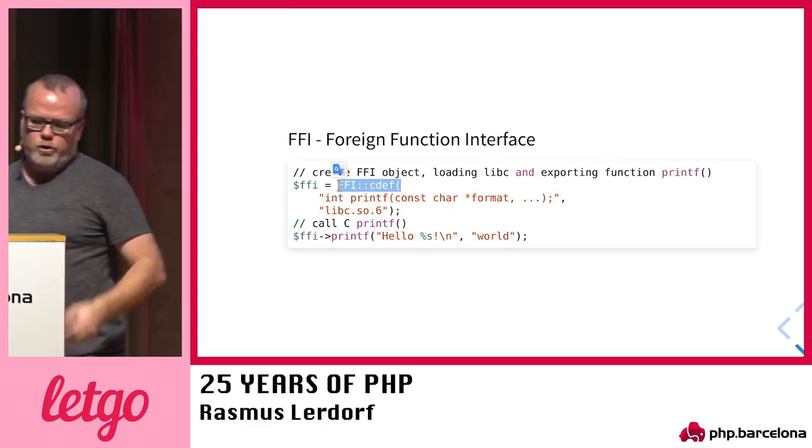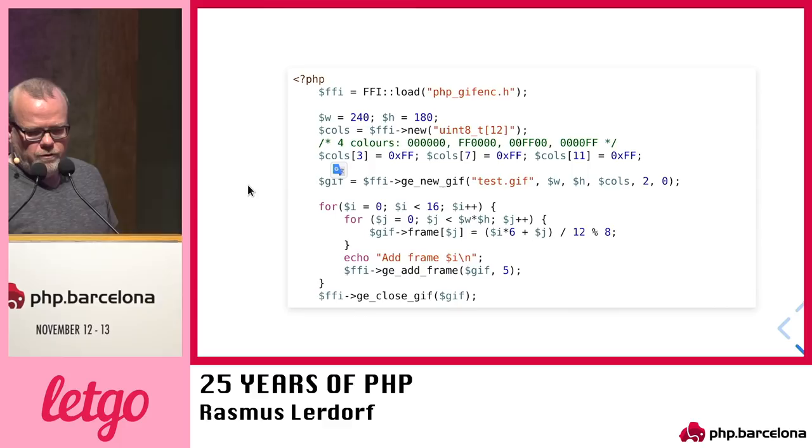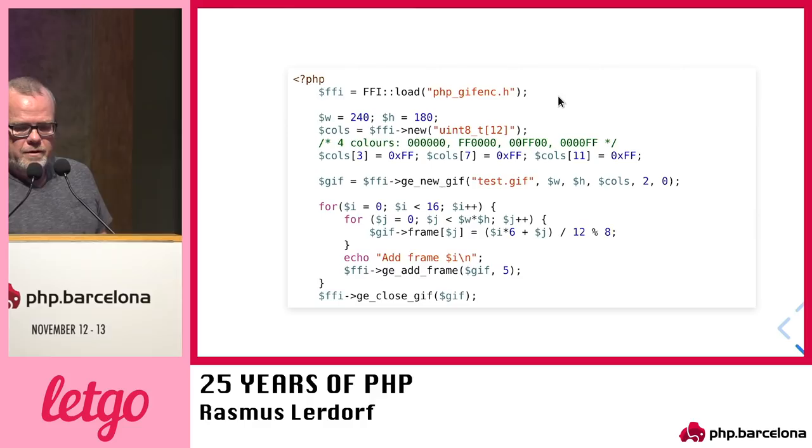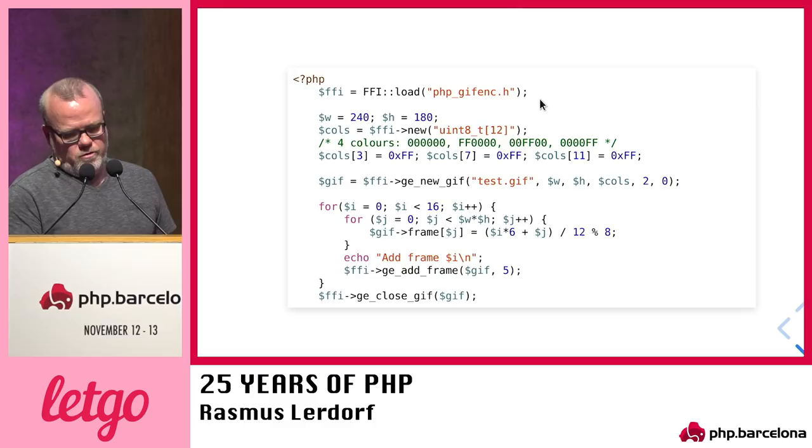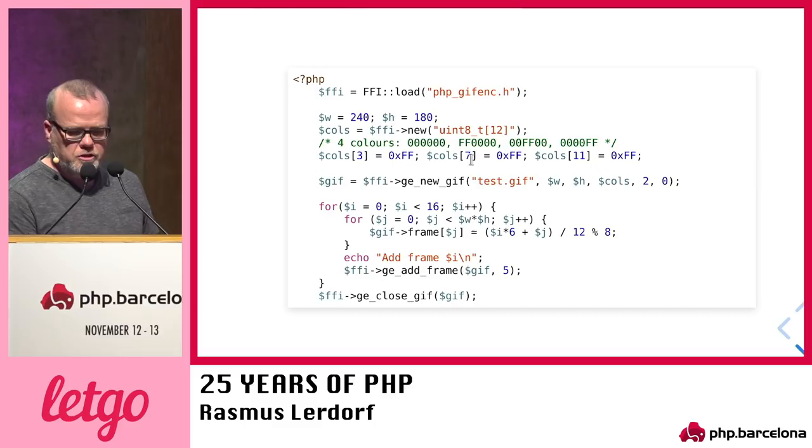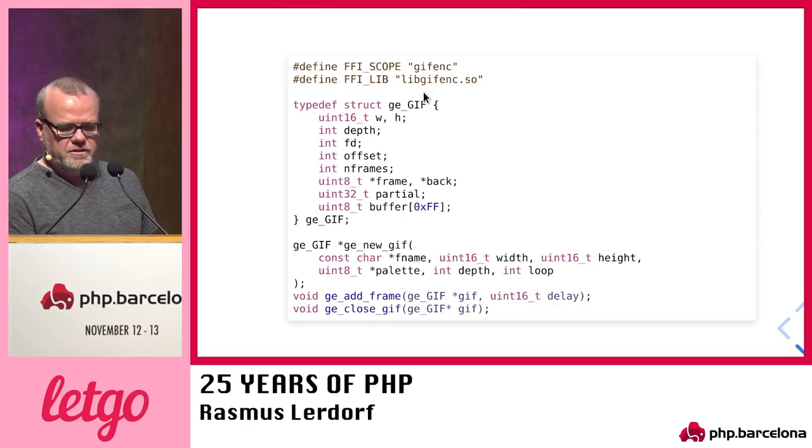Slightly more complex example. I found this gifenc thing on GitHub. Very simple library that lets you do animated GIFs. You do a uint8 array with your color schemes, and then there's a couple of functions, which is create a new GIF, create a frame, add the frame, and close it. So with this little bit of PHP code and this FFI load, which loads gifenc.h, gifenc.h looks like this. This is the exact header file that came from the library.